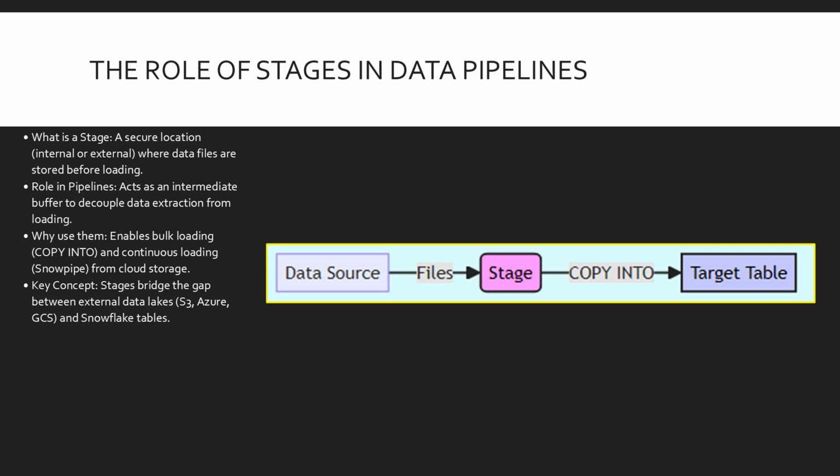This diagram illustrates the fundamental flow. On the left, we have your data sources generating raw files. These flow directly into the central node, the stage. This is where files reside temporarily. From the stage, we execute a command, typically copy into, to move that data into the target table on the right. This visualizes the stage as the critical bridge connecting your raw external data to your structured Snowflake tables.